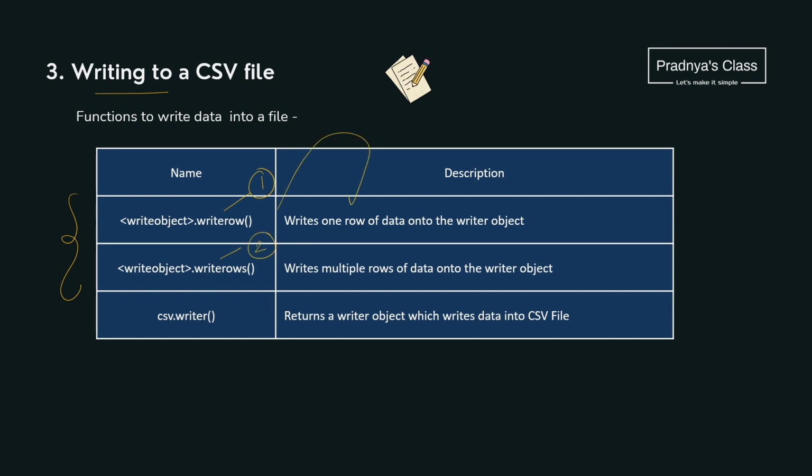As the name suggests, writerow function writes only one row of data, whereas writerows function writes multiple rows of data. For writing data, we will be creating a writer object. What's this writer object? Let's try to understand.